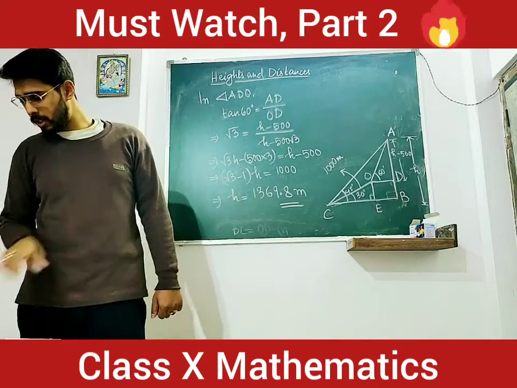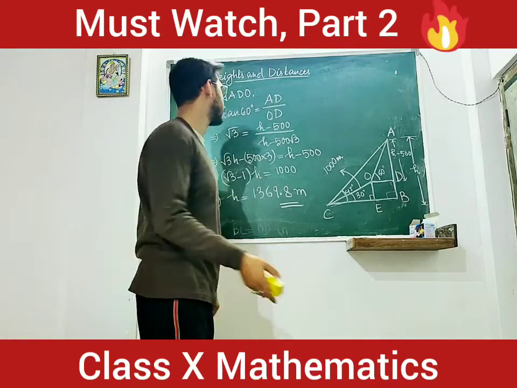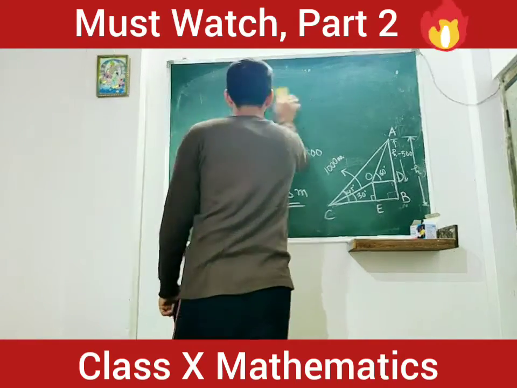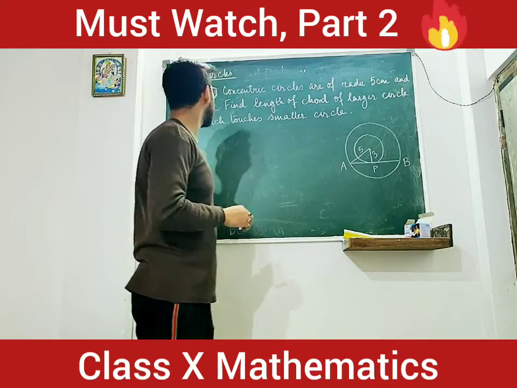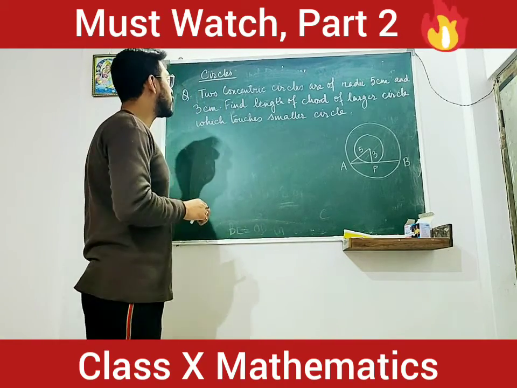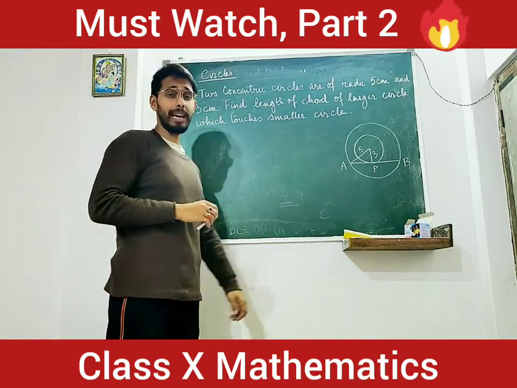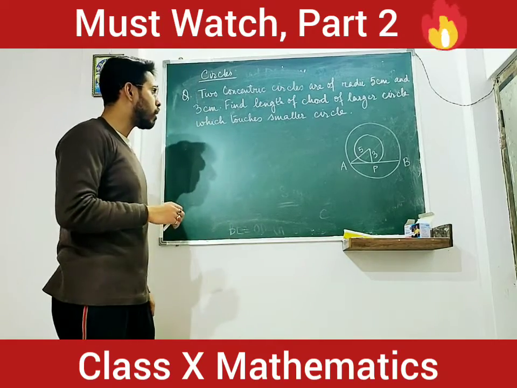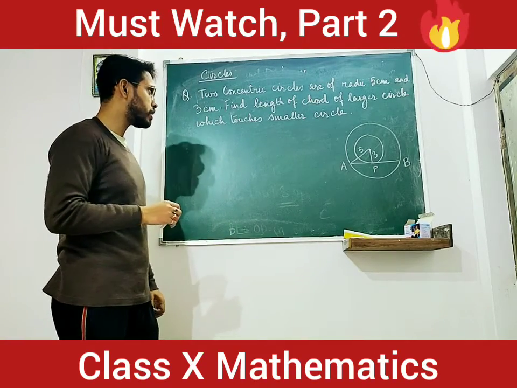The next topic is from circles. So the next topic is circles. The question goes like this. Two concentric circles are of radii 5 cm and 3 cm. Find the length of the chord of the largest circle which touches the smaller circle.